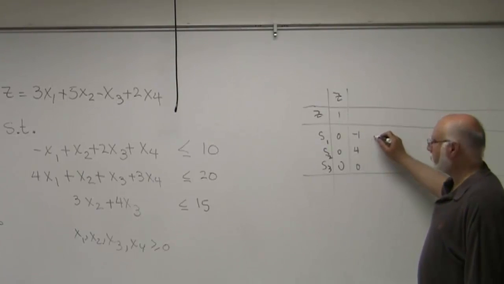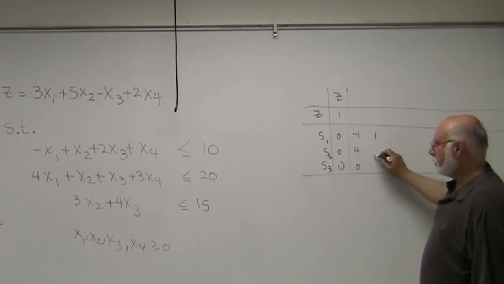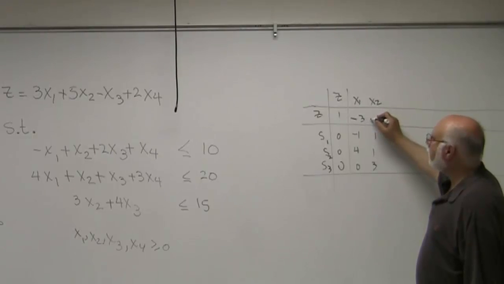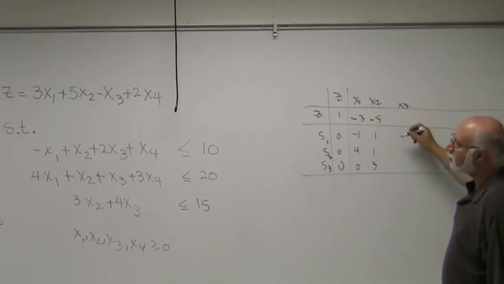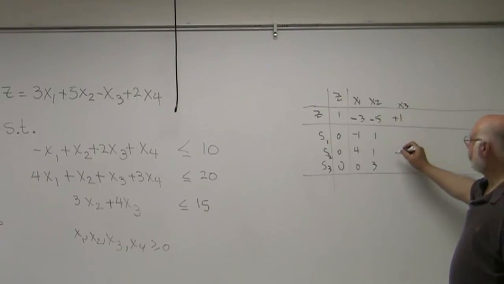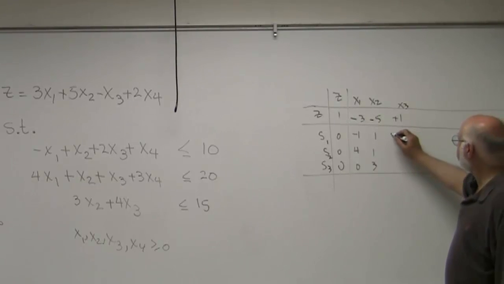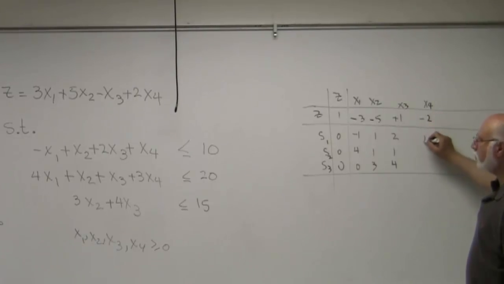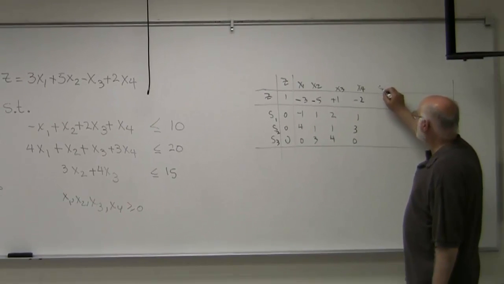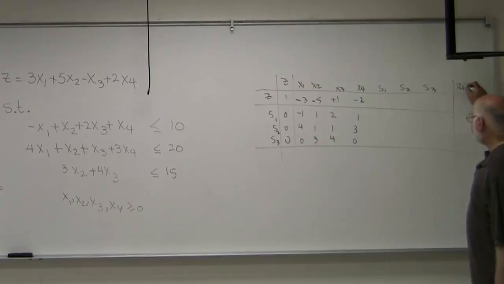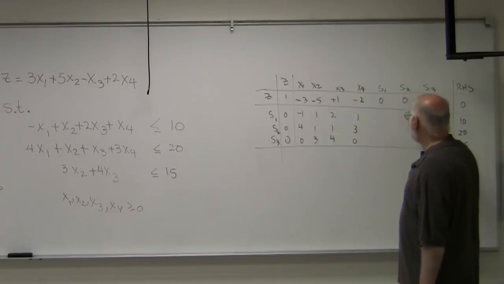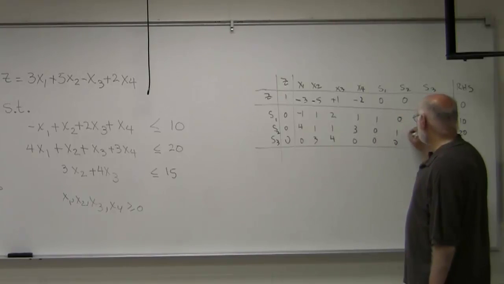Okay, 4, 0, same. A is 1, 1, 3, for X1, X2. That's negative 3, that is negative 5. X3 is going to be positive 1, 2, 1, 4, 2, 1, 4, X4, 1, negative 2, 1, 3, and 0, then S1, S2, S3, and the right-hand side will be 10, 20, and 15. With that 0 and 0, 0, 0, 1, 0, 0, 0, 1, 0, 0, 0, 1.